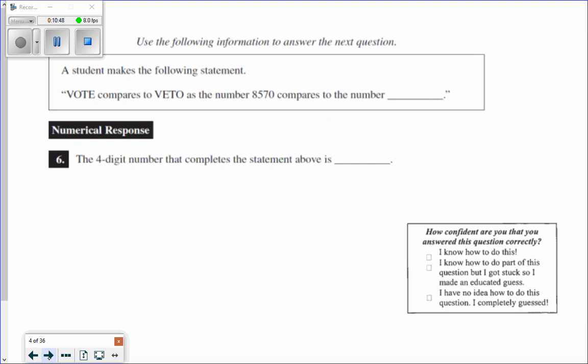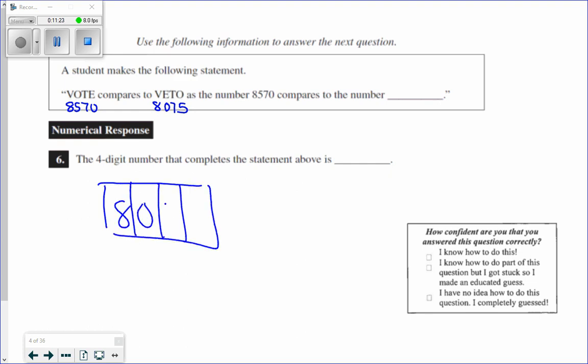Okay. A student makes the following statement: vote compared to veto, as the number 8570 compares to, okay, this is just weird, but whatever. So V is still 8, E is the number 0, T is the number 7, and the letter O is the number 5, so 8075. And they can be that easy. And you're going to go, that was so easy. Check one for you, move on. Okay, so again, this is a numerical response. So you're going to write 8075. Okay?